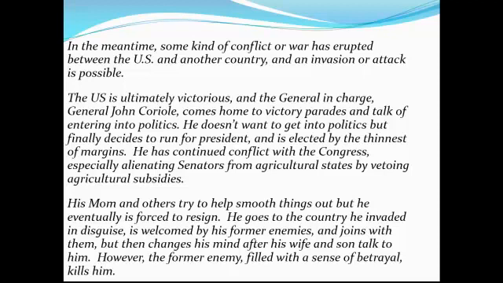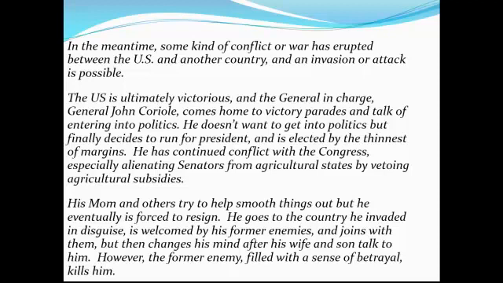Okay, so as I think about this, maybe this is a bit of a manufactured conflict. Maybe it's against a small, somewhat, I don't want to say defenseless, but not a very strong country. Maybe it's an island in the Caribbean, like Grenada, which we invaded in 1984, and a place where victory is ultimately assured. So the U.S. is victorious, and the general in charge, General John Corioli, comes home to victory parades and talk of entering politics.